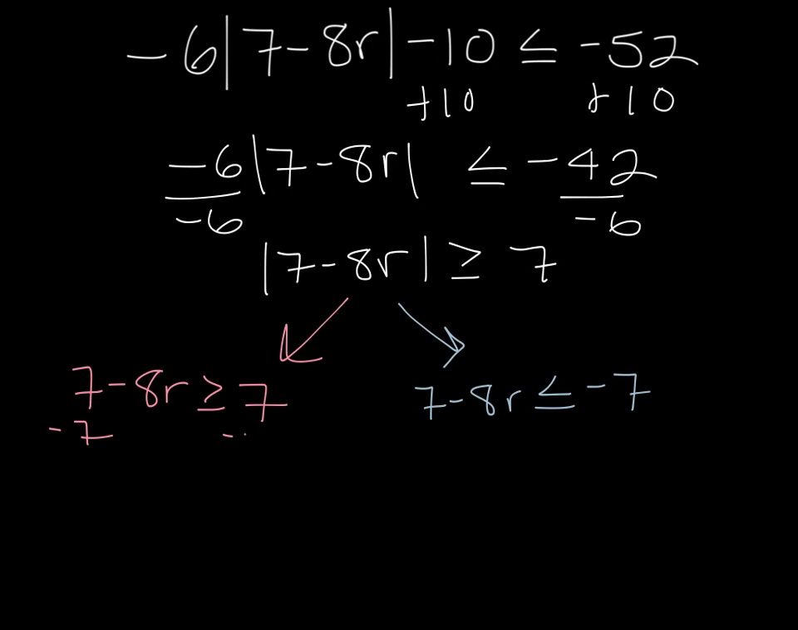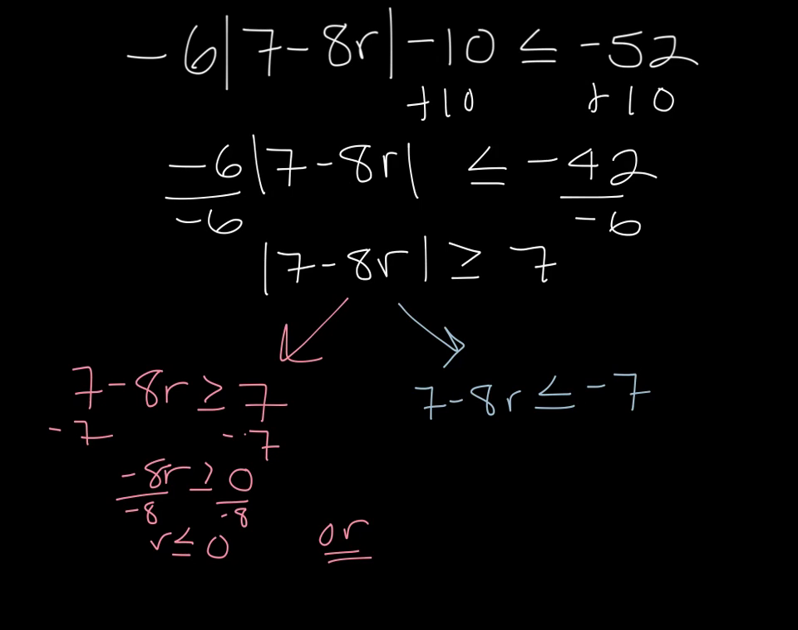We subtract 7, and we get negative 8r is greater than or equal to 0. Divide both sides by negative 8, and we get r is less than or equal to 0. We are dividing by a negative, so we do have to flip the direction of the inequality, even though the answer doesn't really change on the other side. We are talking about an or situation here.